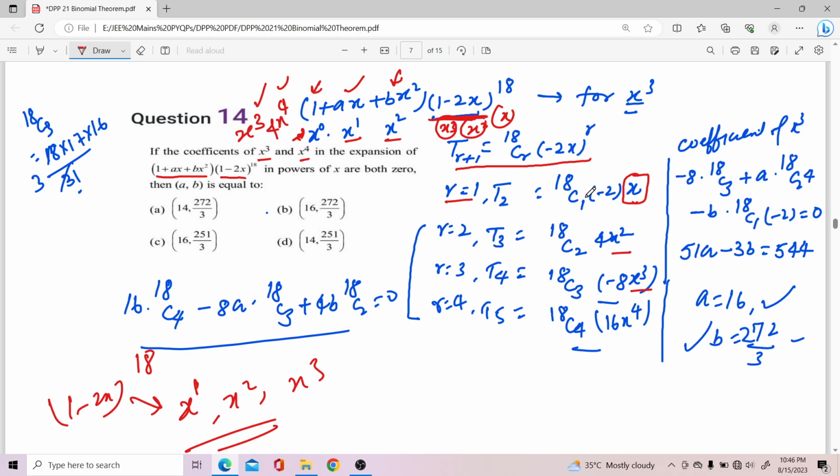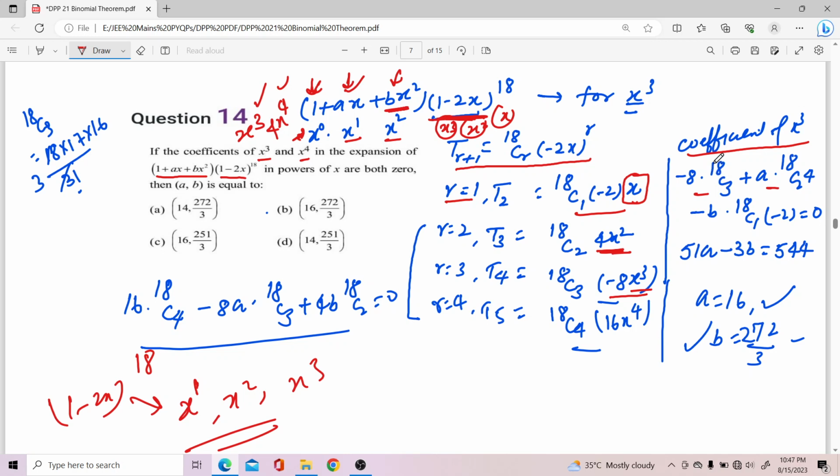The term containing x has to be multiplied with this bx square, then only you will get x cube. The term having x square has to be multiplied with this term ax, then only we will get x raised to 3. And the term having x raised to 3 has to be multiplied by this 1, then only we will get x raised to 3. So we are collecting the coefficient of x raised to 3. So we are writing this and this. How do they come?